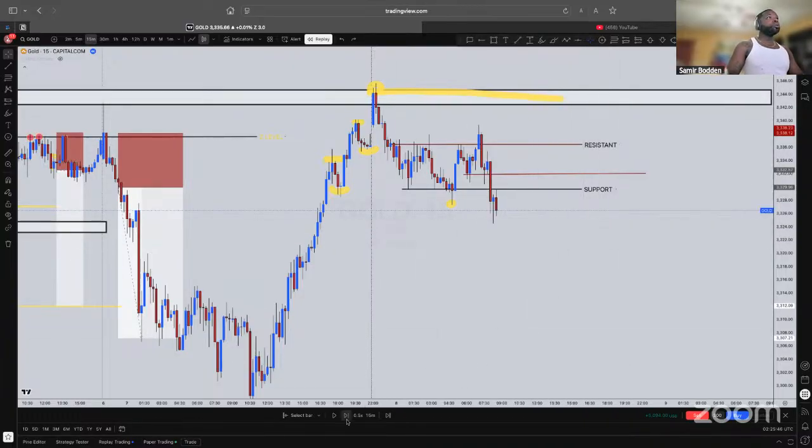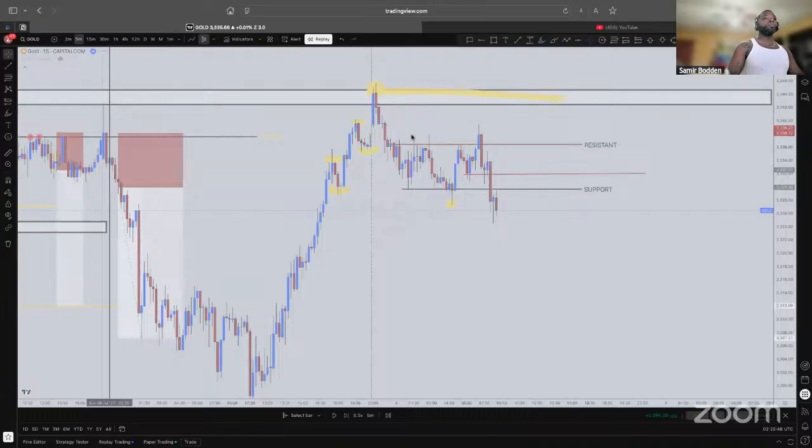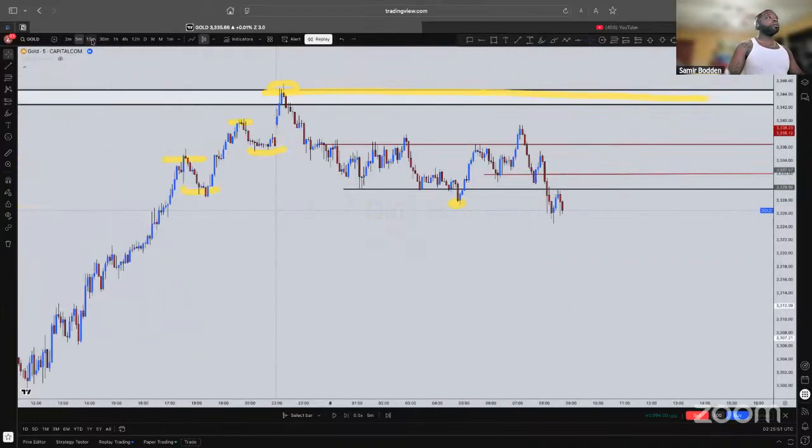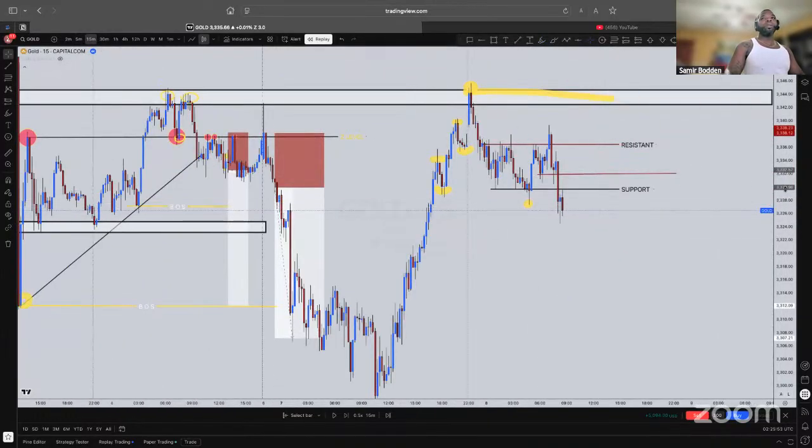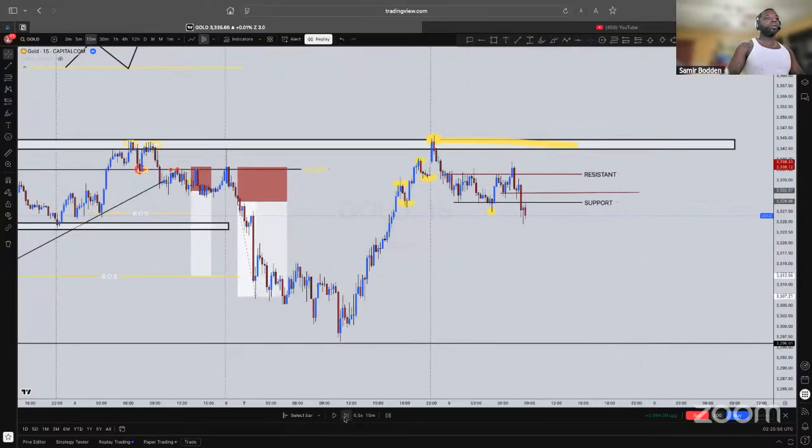So let's just try to drop it down a little bit. I don't want the 15. Let's see how it can play out right now. If it moves impulsively, let me move this kind of slow.